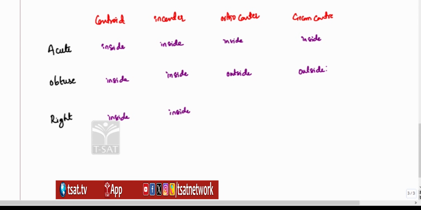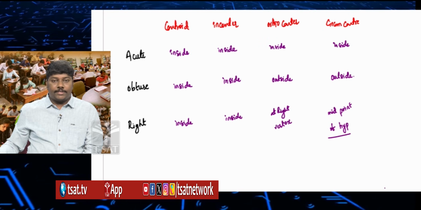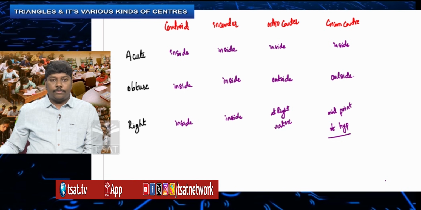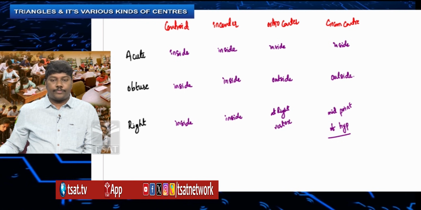When it comes to a right angle triangle, the orthocenter is at the right vertex. Now the circumcenter is exactly the midpoint of the hypotenuse. So these are the positions of the centroid, in-center, orthocenter, circumcenter with respect to acute, obtuse and right angle triangles.